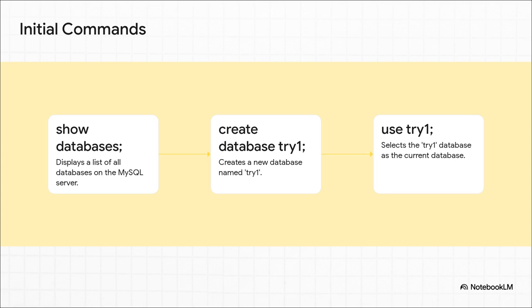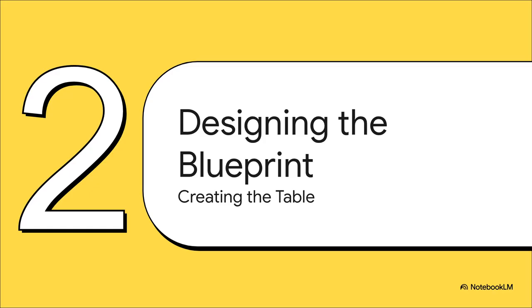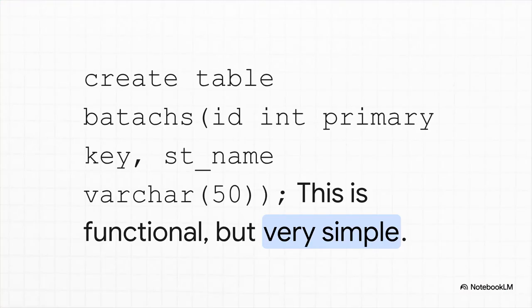Pretty straightforward, right? So we've got our land. Now what? We can't just start throwing data around randomly. We need a blueprint. And in the world of SQL, that blueprint is called a table. It defines the structure, the rooms, and all the rules for our data house. Now, a super basic blueprint could look something like this. We're just creating a table with two columns, a simple number for an ID and a space for a name. You could think of this as designing a studio apartment. It's functional, but really, really simple.